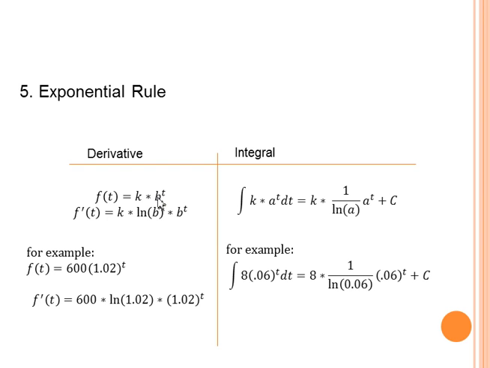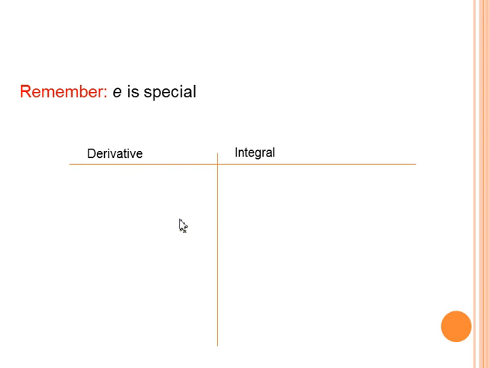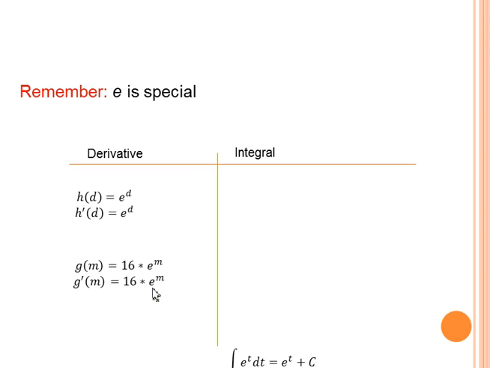Now, what happens if you have e right here? Well, remember, e was special. We don't have to worry about natural log. It's just, boom, there we go. It doesn't matter if there's a constant in front. It's just itself. So when we integrate e to the t dt, well, it becomes e to the t, and then don't forget that c. It's still going to be there.